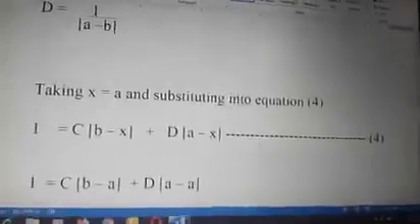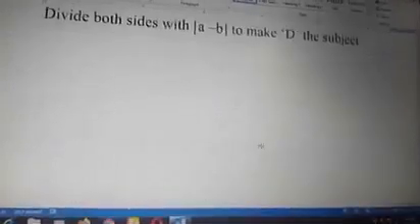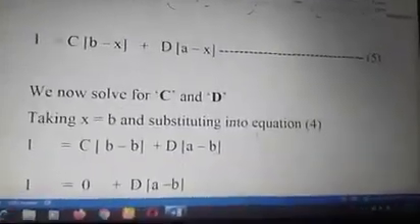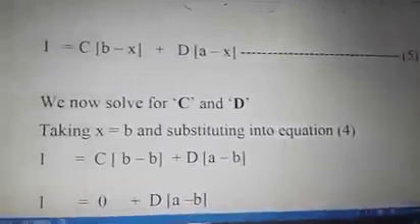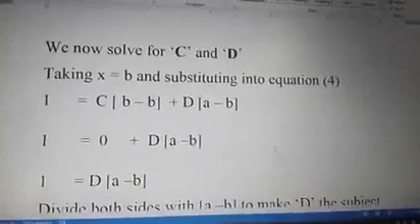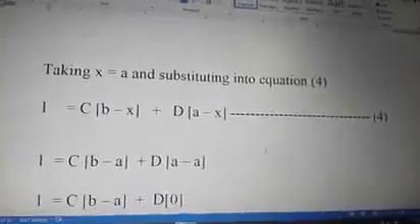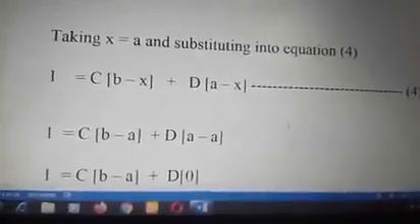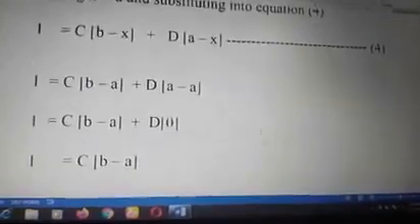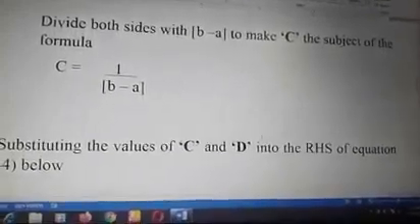So we have already found the value of D. D is 1 all over A minus B. How do we find C? In this equation 4, let's go back. That is equation 5. Replace S with B, and then we got D as 1 all over A minus B. We now went back and replaced S with A in the same equation, and we now got C as 1 over B minus A.